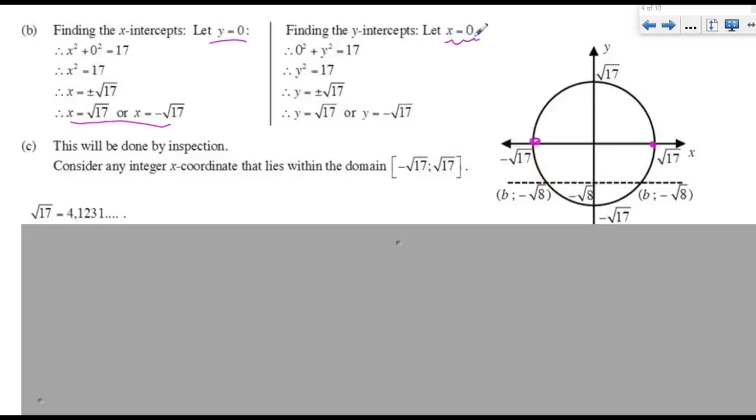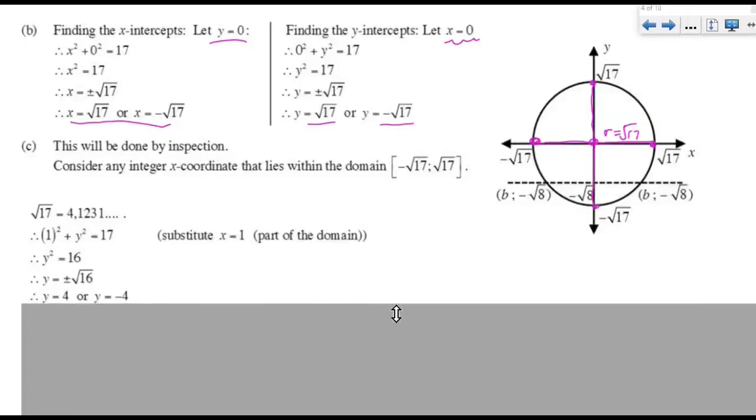But in this case, we're going to substitute x equals 0. And then you'll get y equals square root of 17 and y equals minus square root of 17. So those are your two y-intercepts. However, you can get this answer by inspection because these are your radii. Can you see? And your radius is the square root of 17. Alright.